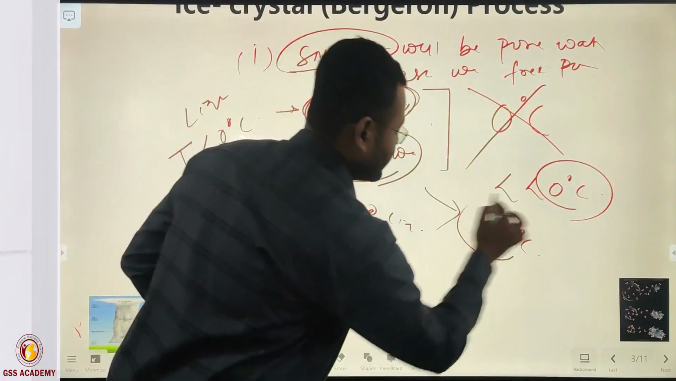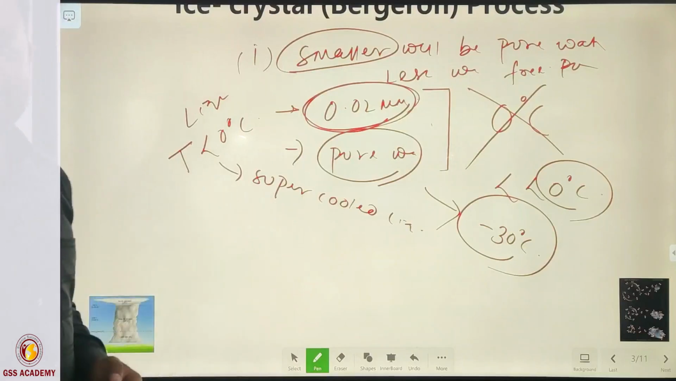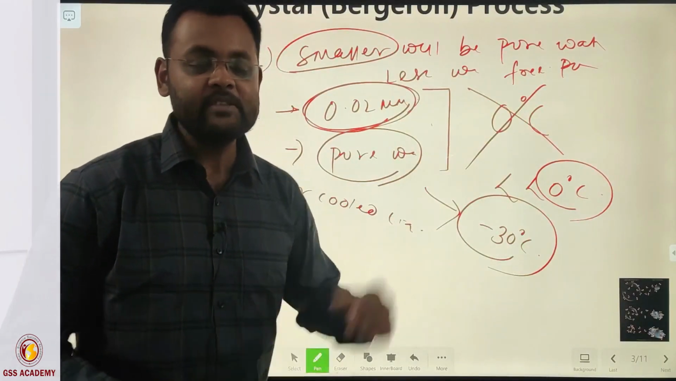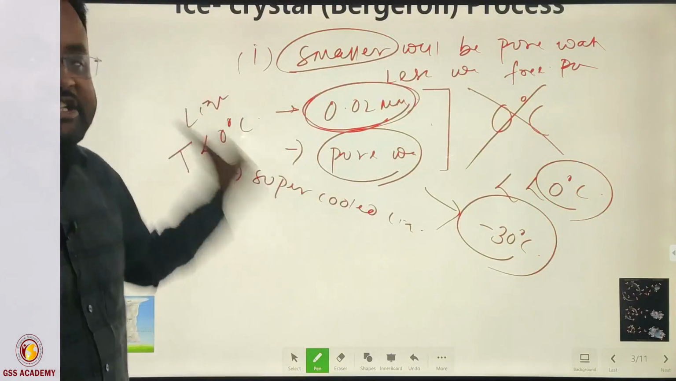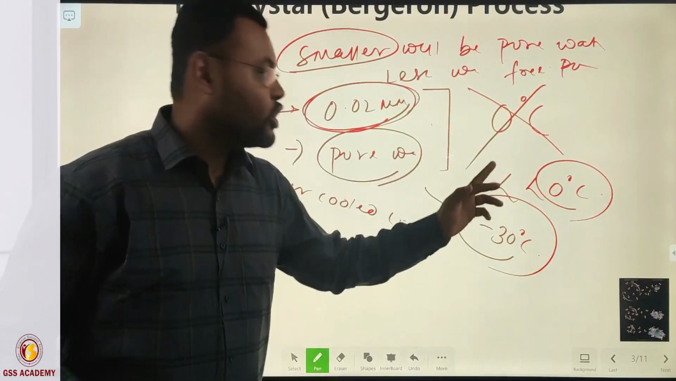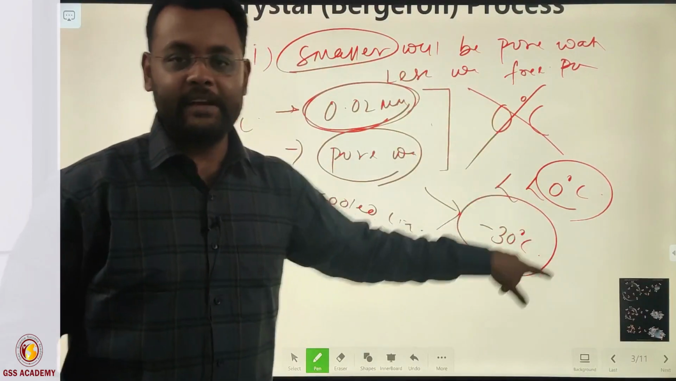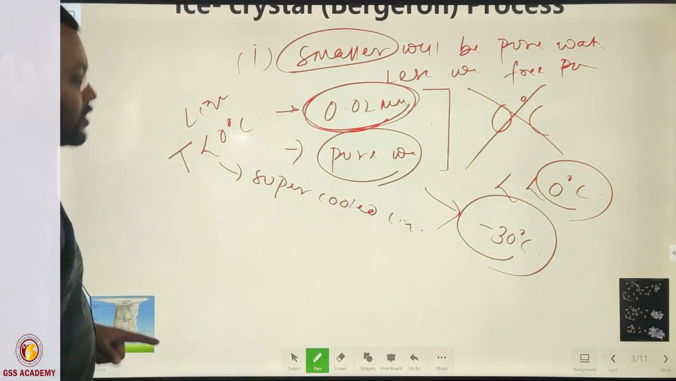Instead, in most cases they normally freeze at a temperature of minus 30 degrees Celsius. That means we need a very, extremely low temperature to convert this liquid water into the solid form of water.